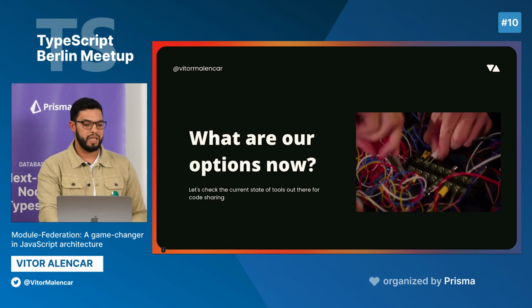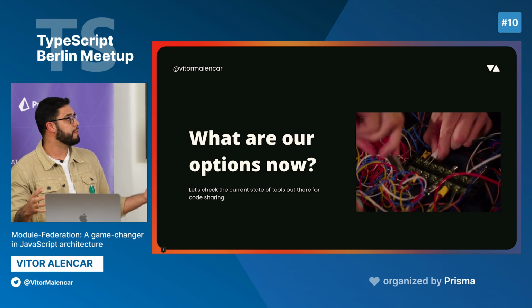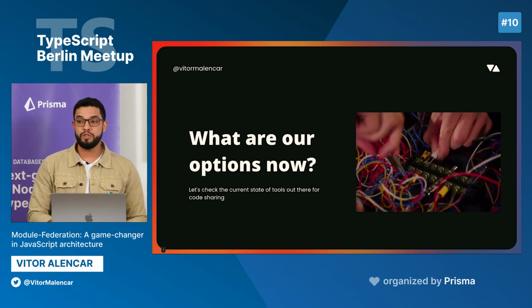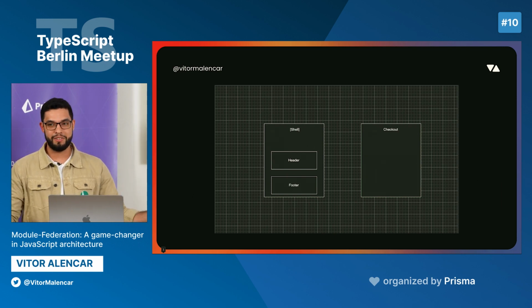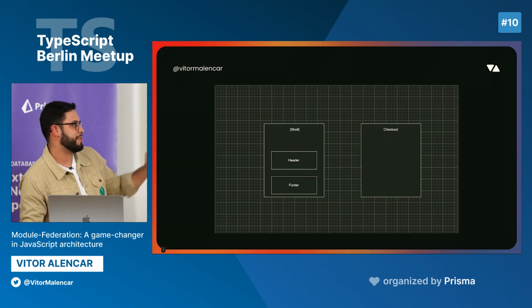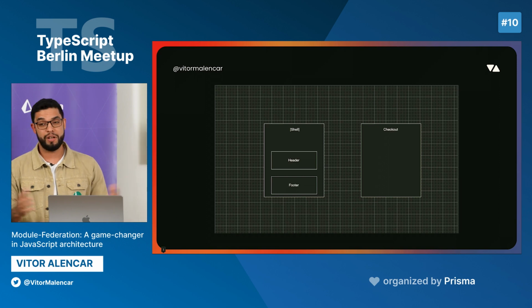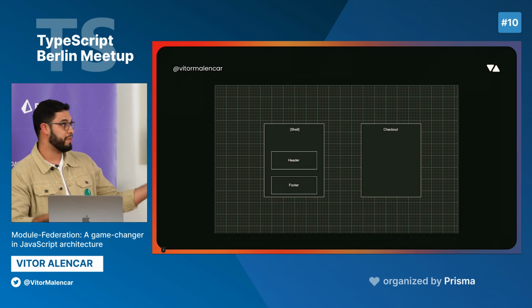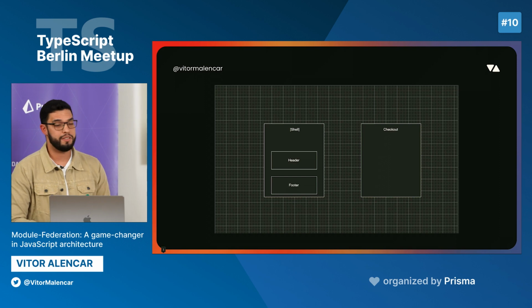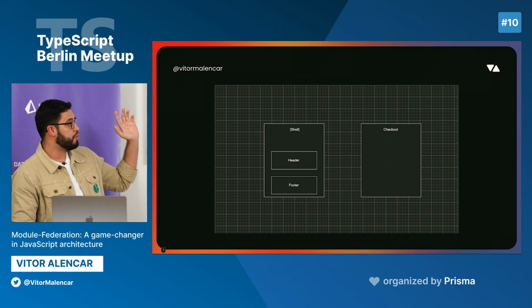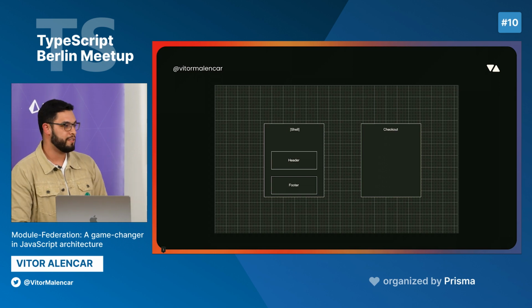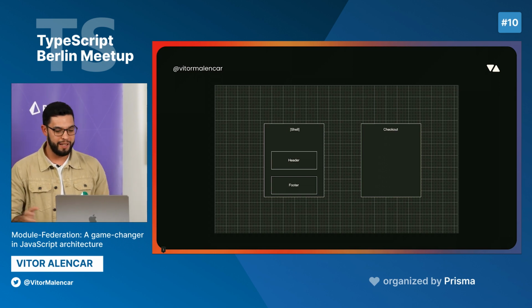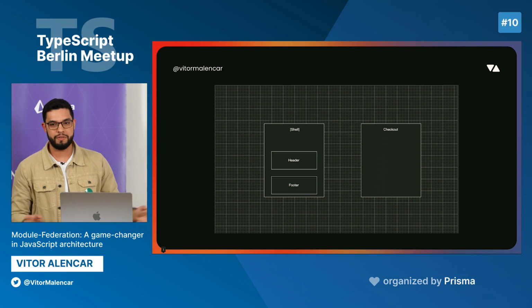So let me quickly show you a little bit of what we usually do on a daily basis. This is my application, right? Just for demo purposes, I have a shell, which is just my main application, and I want to introduce a new one as a checkout. The thing is, I want to be able to share my header and my footer with my checkout page, right? I don't want to copy this. I don't want to have code duplicated anywhere, but they are different applications, right?